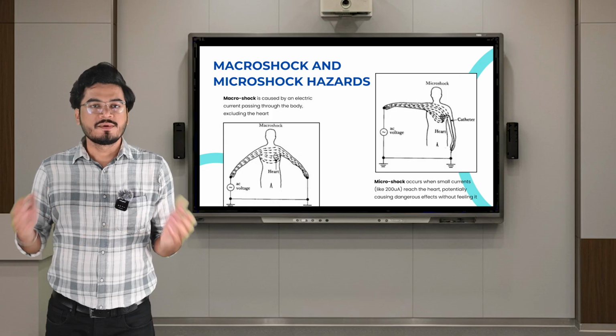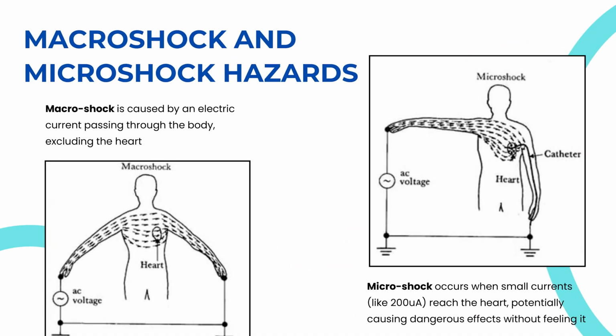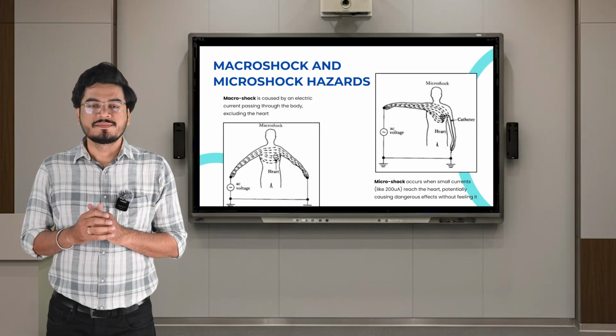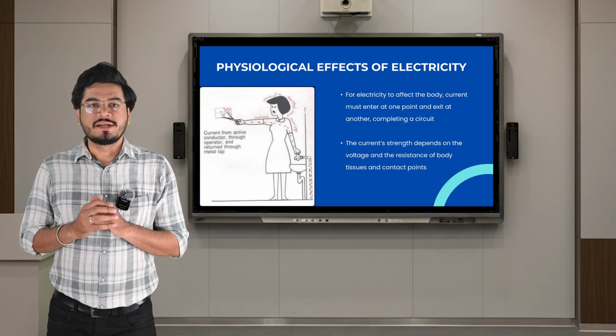So there are two types of shocks. First one is macro shock. Macro shock is the type of shock most people know. It happens when current flows through the body but not directly through the heart. It can be painful and harmful, but usually needs higher current. Then microshock. Microshock is more dangerous in medical settings. Even a tiny current, too small to be felt, can cause ventricular fibrillation if it reaches the heart through catheters or wires.